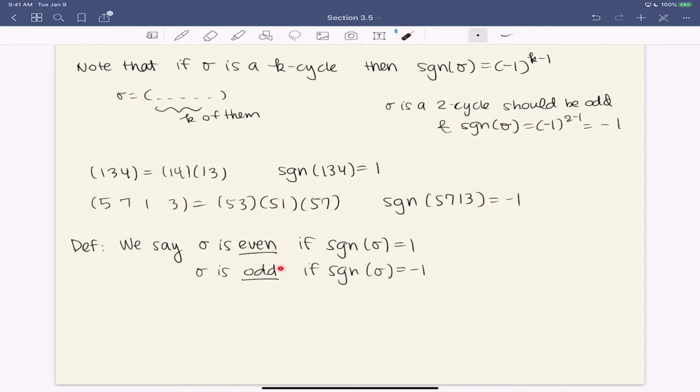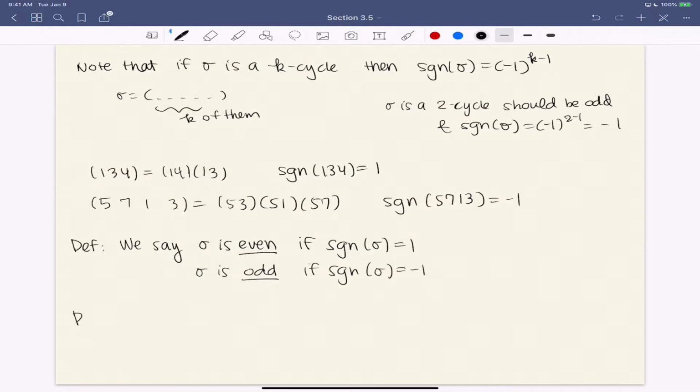So we really only use even and odd not to talk about the length of the cycle, but to talk about this notion of the sign. We just never talk about the parity of the length of the cycle as being odd or even, because it's too confusing, and that doesn't really come up that often.